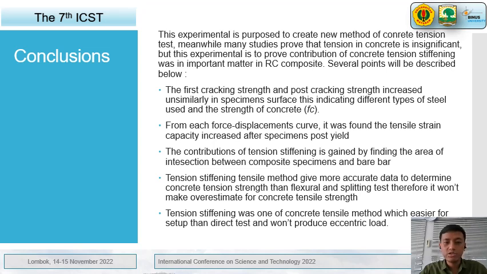The third, the contribution of tension stiffening is gained by finding the area of intersection between composite specimen and the bare bar. The fourth is that the tension stiffening method gives more accurate data to determine concrete tension strength than flexure and splitting tests. Therefore, it won't overestimate concrete tensile strength. And the last is that tension stiffening is one of the concrete tensile methods which is easier to set up than the direct test and won't produce eccentric load as long as we have the test setup for our models.